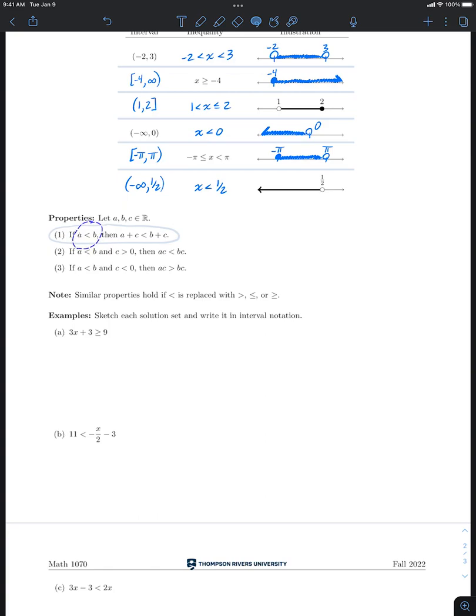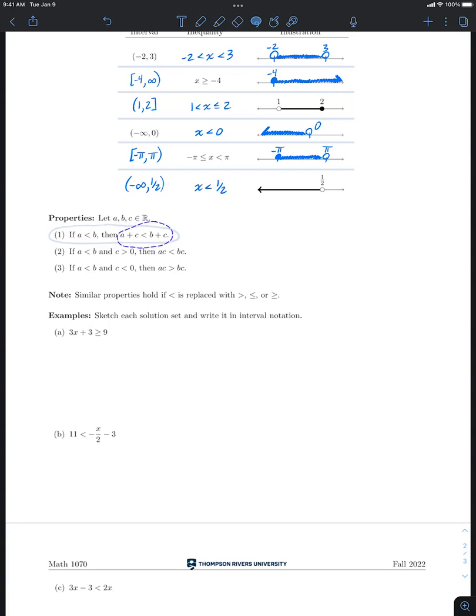Okay, but you've also got some other number C. So the assumption here is we're letting A, B, and C be any real numbers at all. They could be positive, negative, whole numbers, fractions, variables, or maybe constants. They could be known or unknown. The possibilities are limitless, right? They could be anything at all. So this is the inequality that you're starting with. If A is less than B, well, then you can do this. That's what this property is telling you.